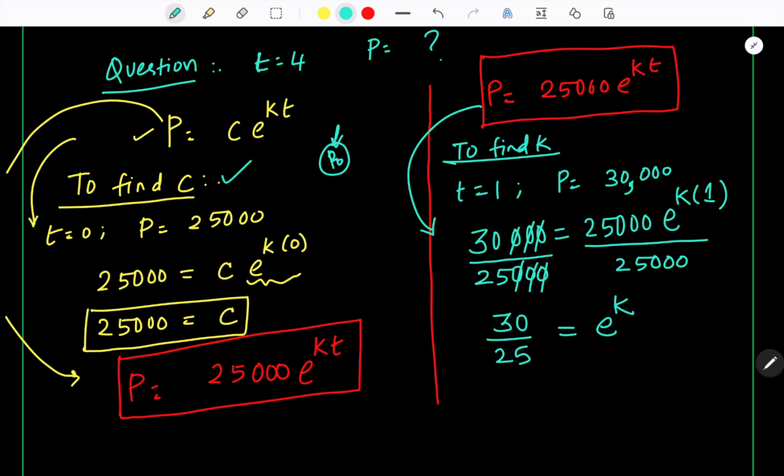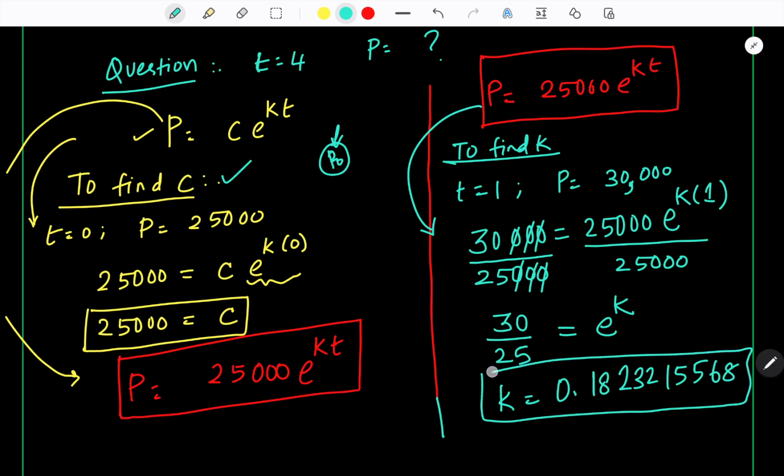Let me press 30 divided by 25, alpha equals, alpha e power alpha x, close the bracket, shift calc equal. If I do this, I get k is equal to, see, this itself is taking more time. Yes, I got it, 0.18232155668. Write all the decimals, please, otherwise your answers won't be correct in the last step.